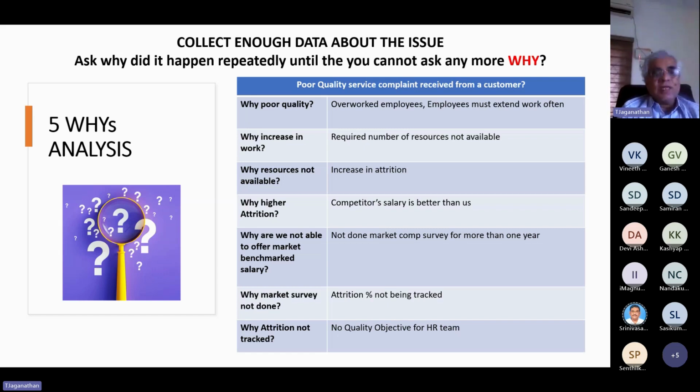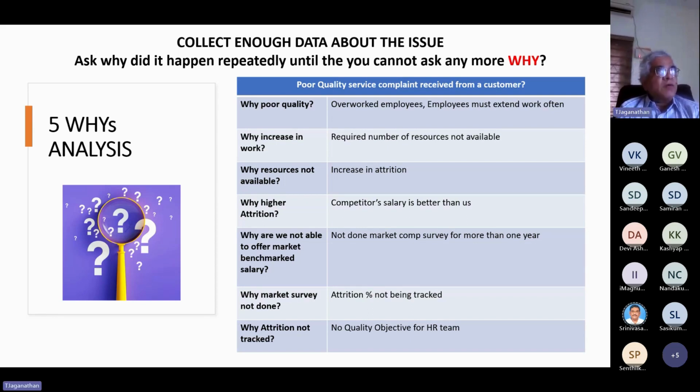Check everything, and find out that it is because most of the employees are overworking. They're working 12 hours in a day, and some employees have to extend the shifts. That is why they are not able to give the proper service. Why the sudden increase in work? What happened? That is the next question. Based on the answer, if the answer to the poor quality is overwork for the employees, then the next question is why overwork? That is the 5 whys.